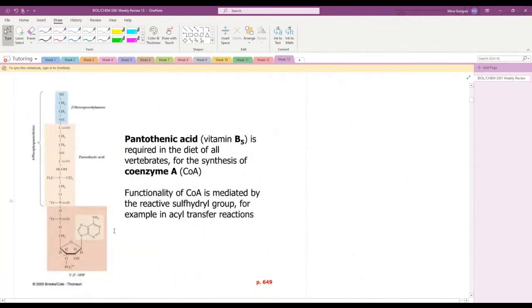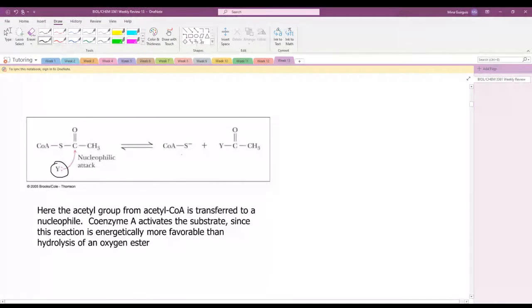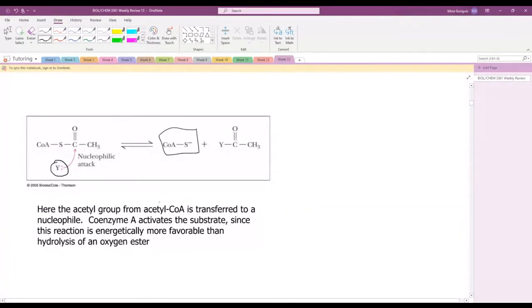This is the CoA group, and the functionality is mediated by sulfhydryl groups. So this is kind of putting that together. Here you have some nucleophile attack. So this is whatever carbon unit you have, to release the CoA group. This is the CoA-SH group that we talk about a lot.